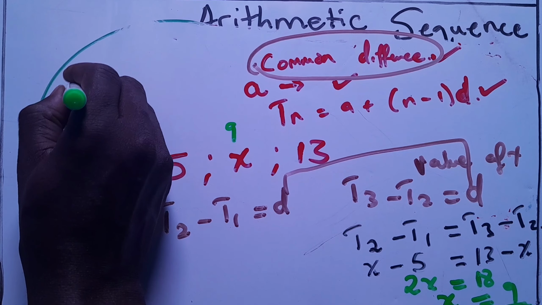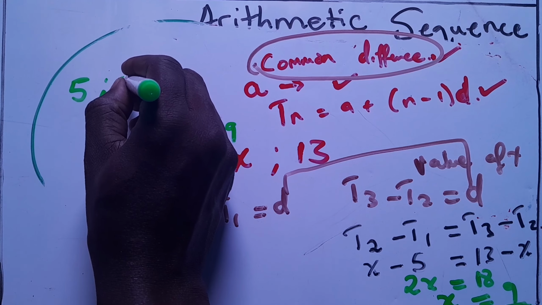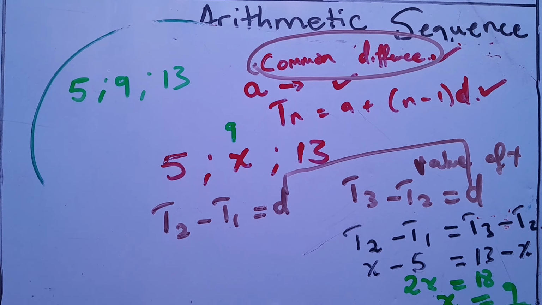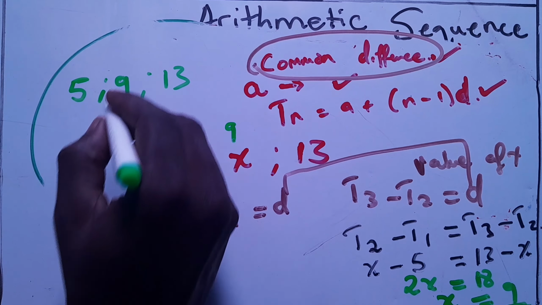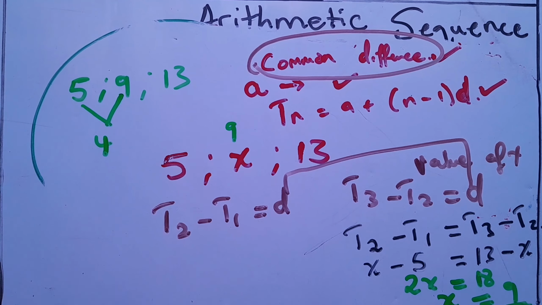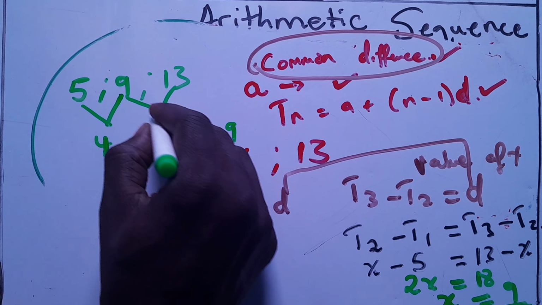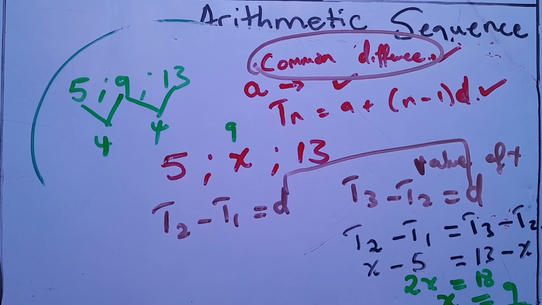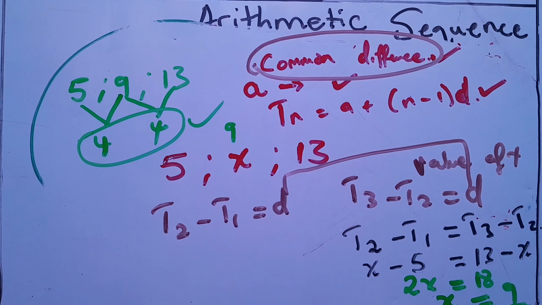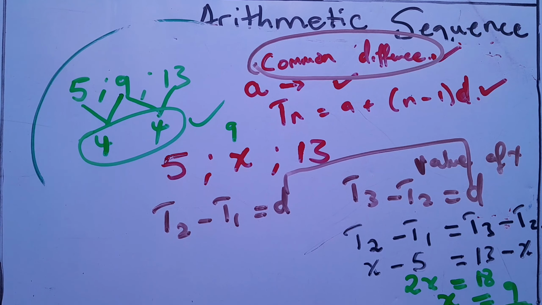So our sequence now becomes 5, 9, and 13. Does this satisfy the arithmetic sequence? Let's see. What is 9 minus 5? It is 4. What is 13 minus 9? It is also 4. So this satisfies the arithmetic sequence. Can you see how we can do this? Yes, just like that.